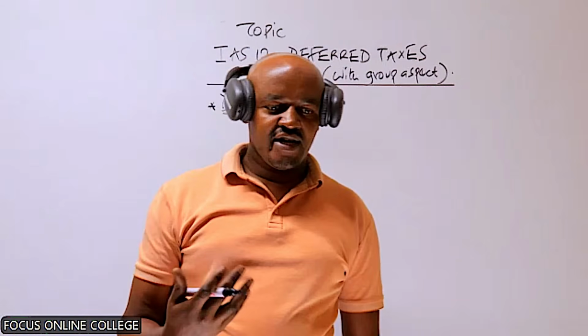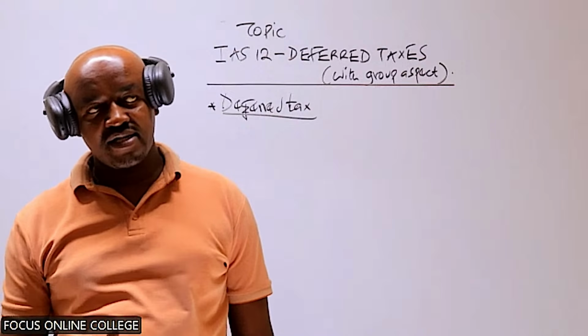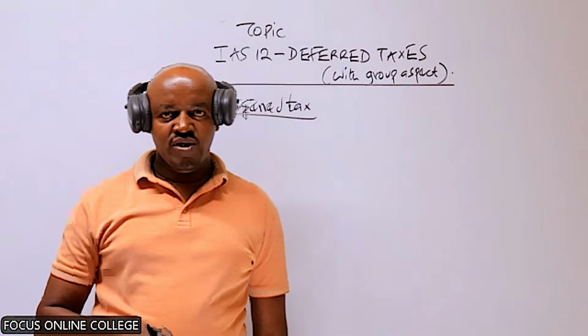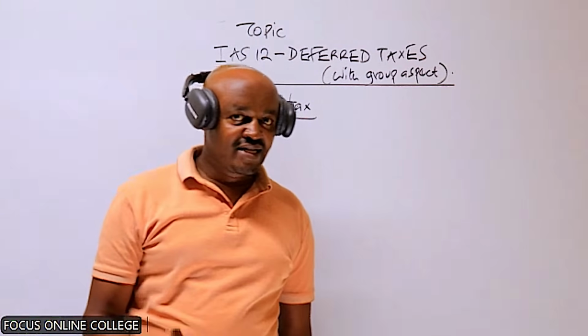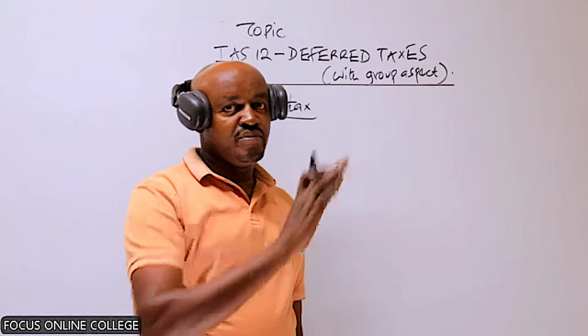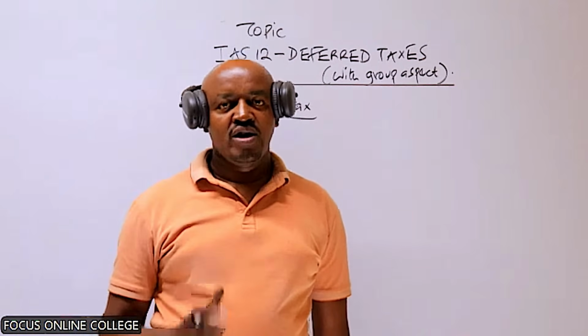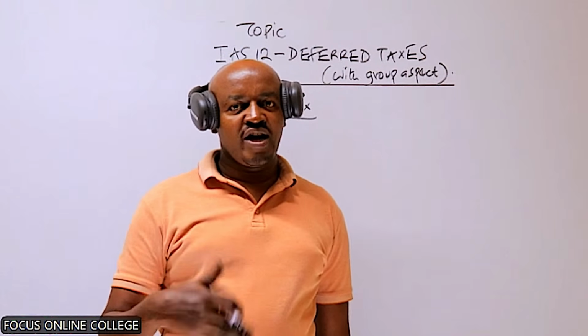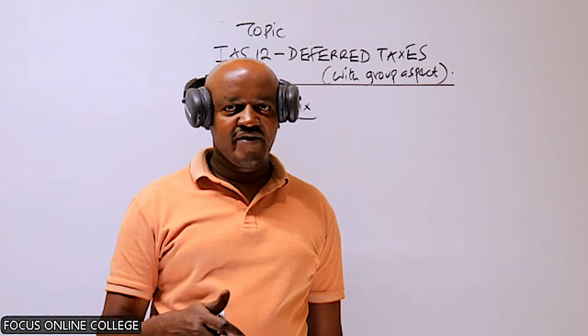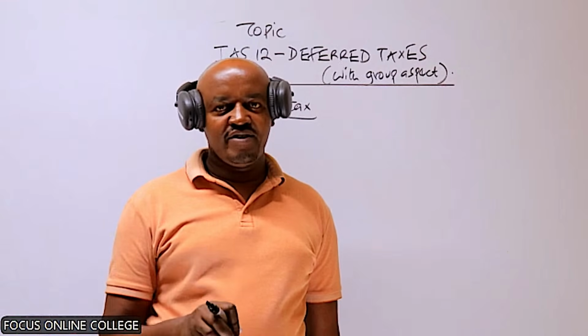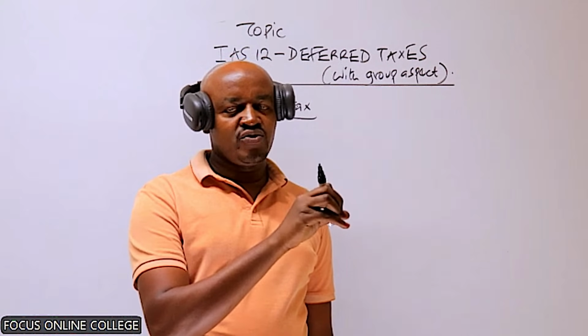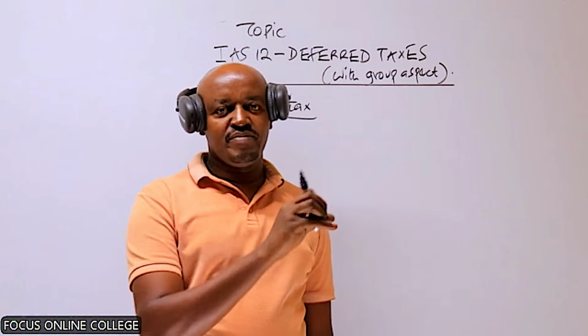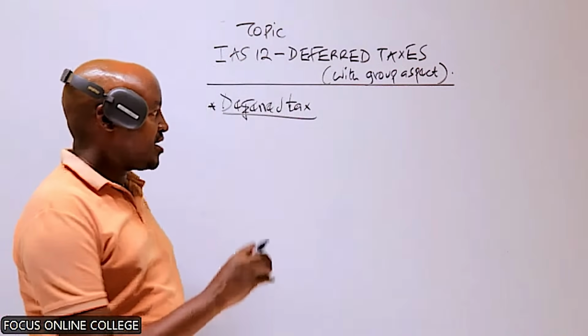So a deferred tax is a tax which the company was supposed to pay during the current year, but that tax has been postponed. It will be paid in the future. Or it's a tax the company was supposed to recover during the current financial year, but that tax has been deferred. It will be refunded to the company in the future.